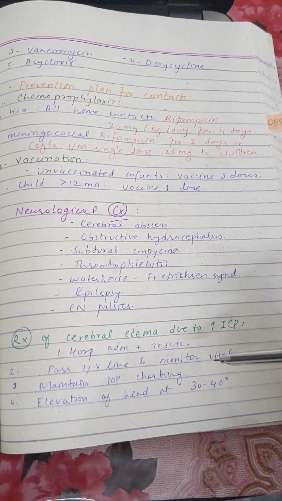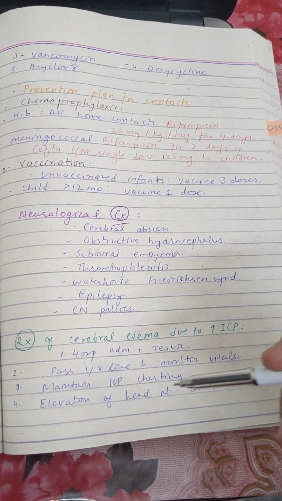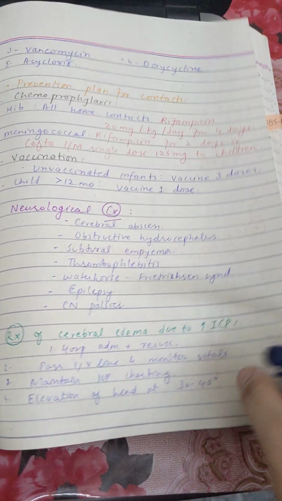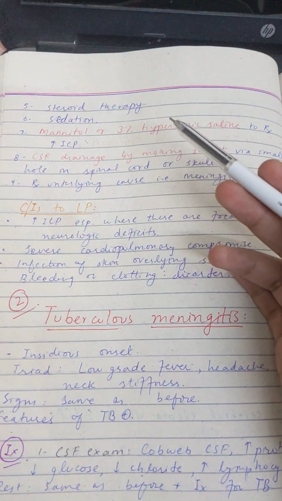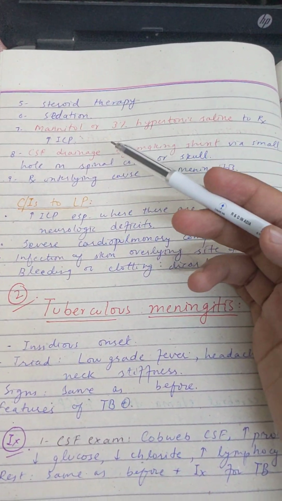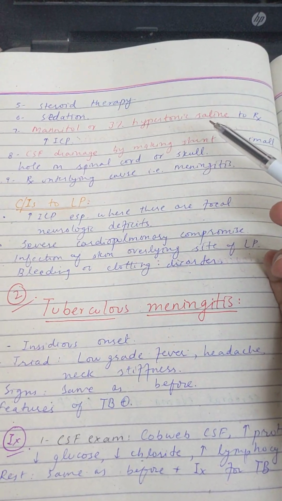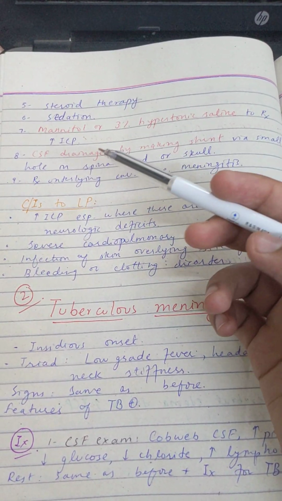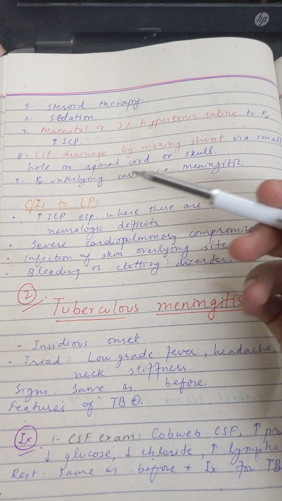Hospital admission and resuscitation, passing of IV line and monitoring of vitals, maintaining input-output charting, elevation of head at 30 to 40 degrees. Steroid therapy, sedation with benzodiazepine, mannitol or 3% hypertonic saline to treat raised ICP, CSF drainage by making a shunt, and treatment of the underlying cause.